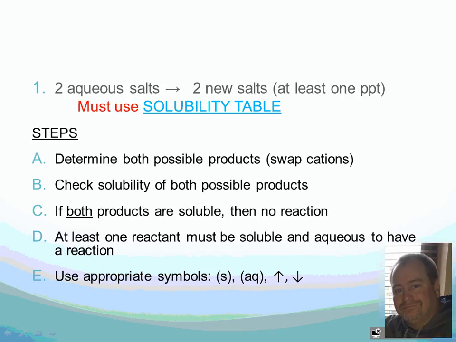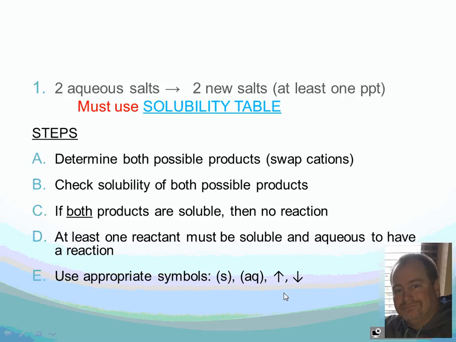When we're doing double replacement reactions, we need to use the appropriate symbols. Let's go over the symbols once again. What is S? Solid. What's AQ? Aqueous. Now, we haven't dealt with these arrows. I don't like using the arrows because we've already got symbols. An up arrow just means that it's a gas given off, so I like the parenthesis G better. Down arrow means that it's a solid, a precipitate, so I like the S better than the down arrow.